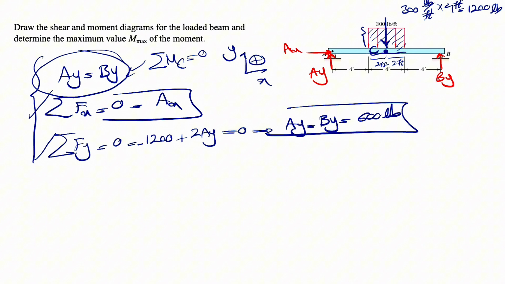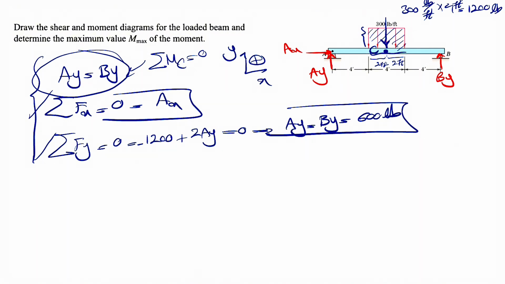Okay, so the way we're going to draw the shear and moment diagrams is that we need to start from one side of the beam and go to the other side, and wherever we see a change in the forces applying on that beam, that would be a hint for us that we need to divide this beam at those points.